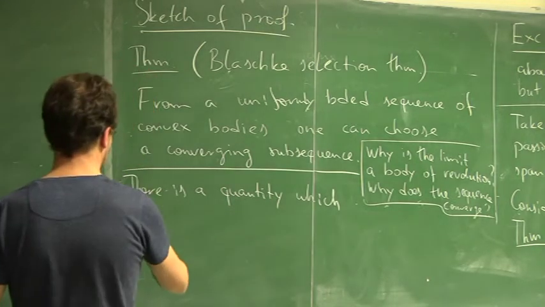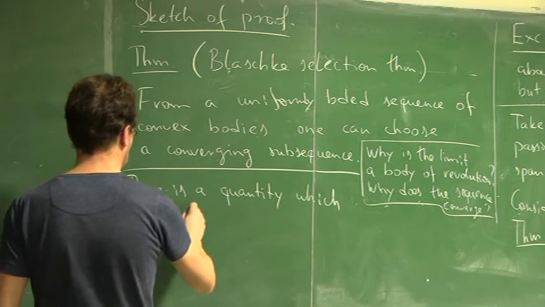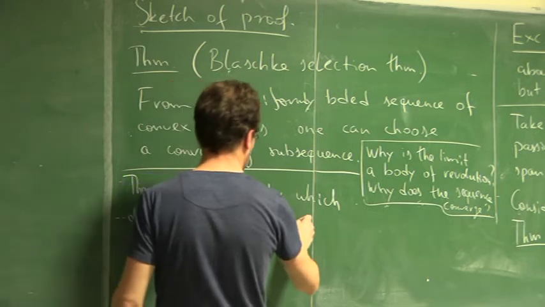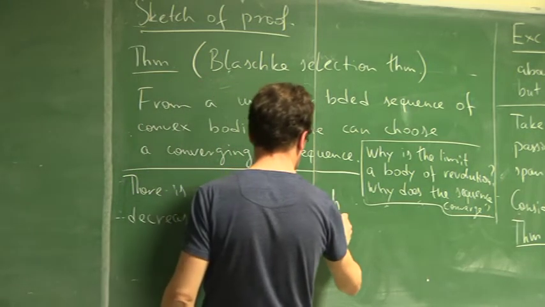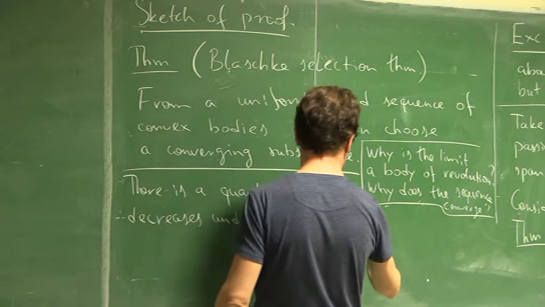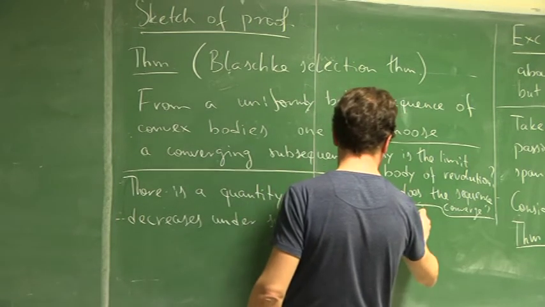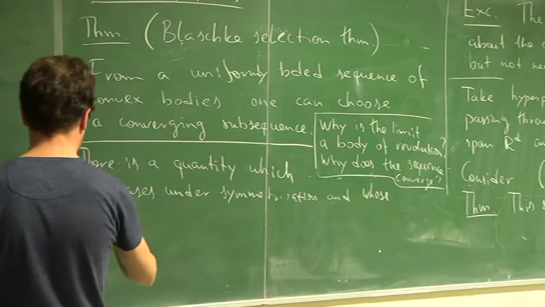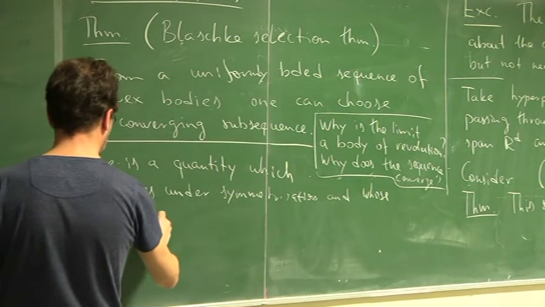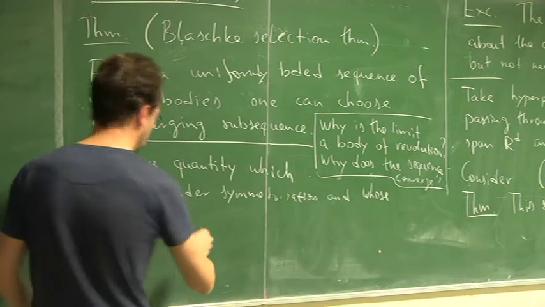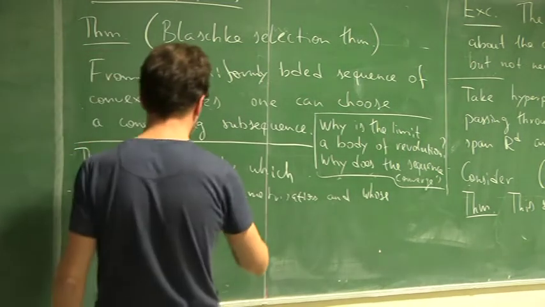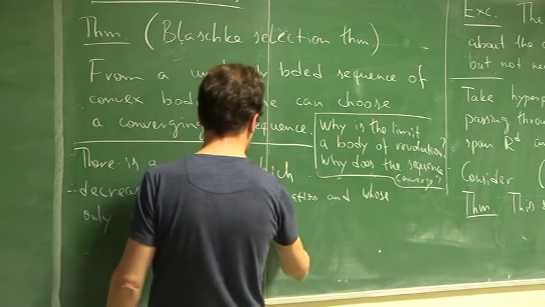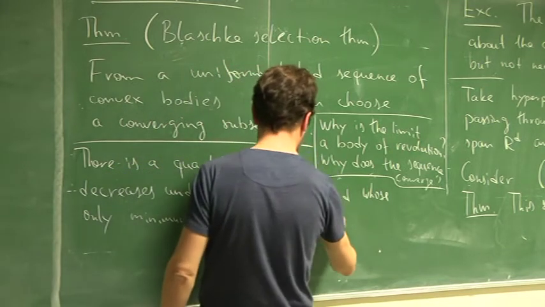So a quantity which decreases under symmetrizations, and whose only minimum among the bodies of constant volume is the ball.